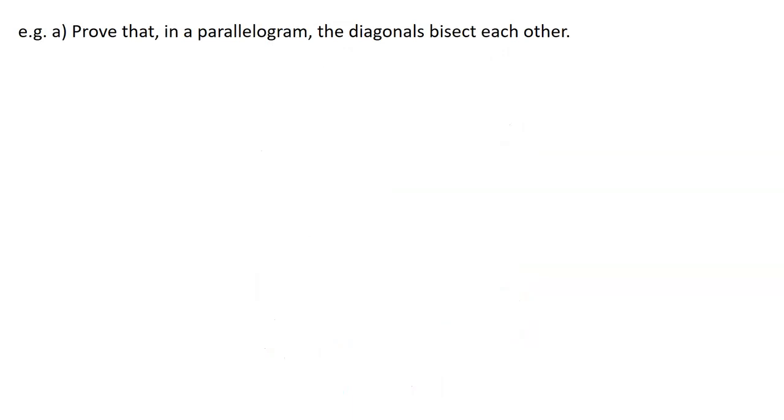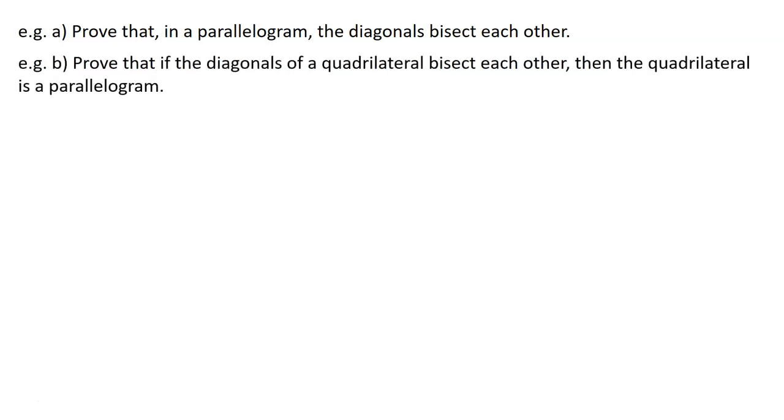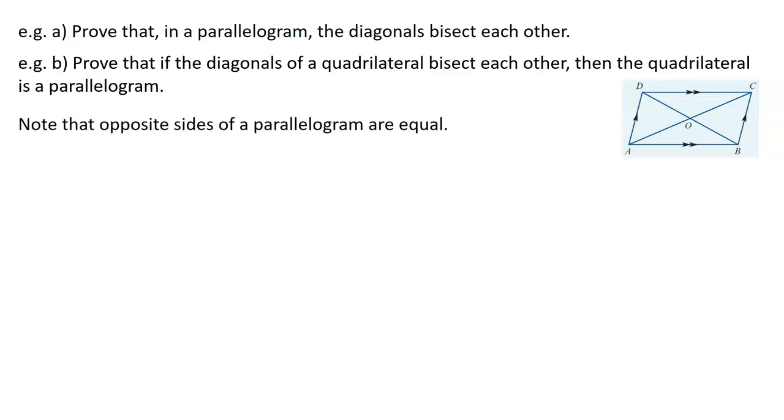Okay then, so we're asked to prove that in a parallelogram the diagonals bisect each other, and then we're also going to prove the converse of that, that if the diagonals of a quadrilateral bisect each other, then the quadrilateral is a parallelogram. So here's a diagram of a parallelogram. Opposite sides are equal. That's part of the definition of a parallelogram.